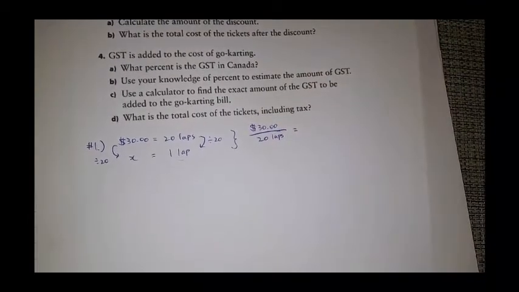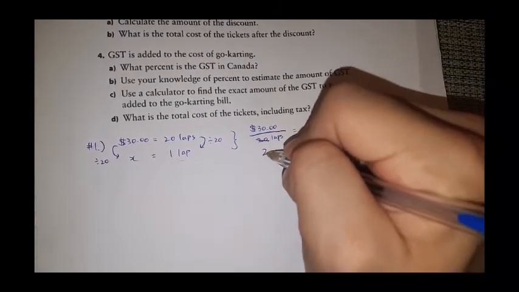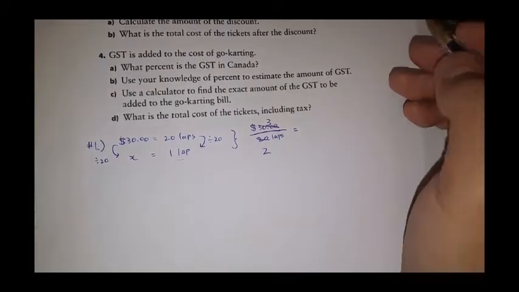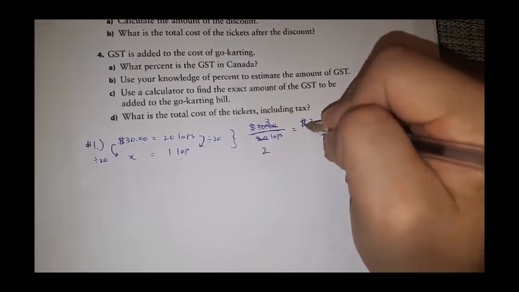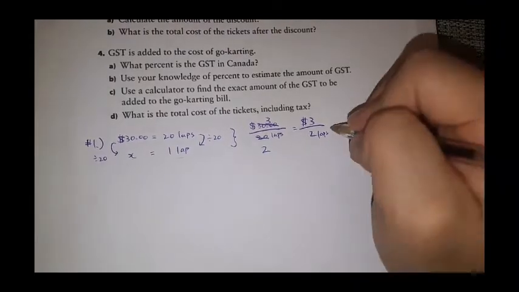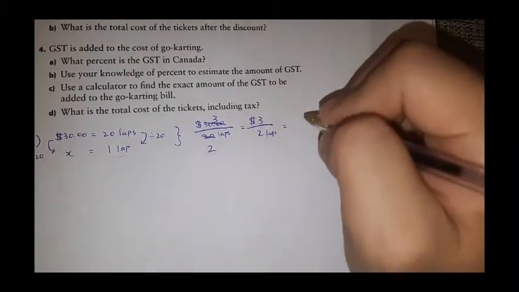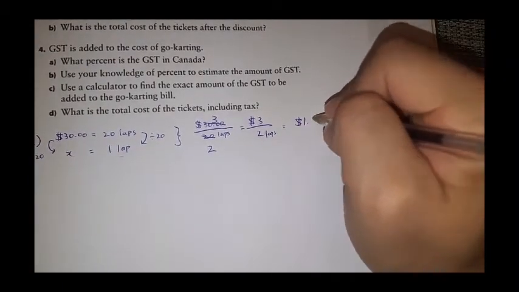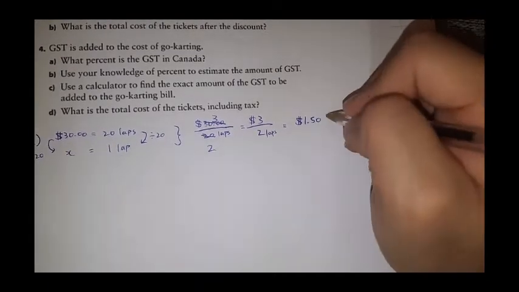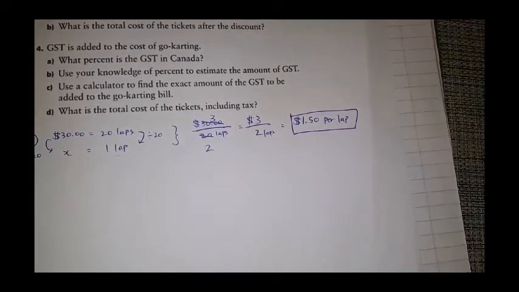30 divided by 20. First of all, we can simplify this by dividing by 10. 20 divided by 10 is 2. 30 divided by 10 is 3. So basically this is 3 divided by 2. That means we need to halve the 3. So if I divide 3 by 2, that's 1.50. 1.5 and 1.5 make 3. That's one question.